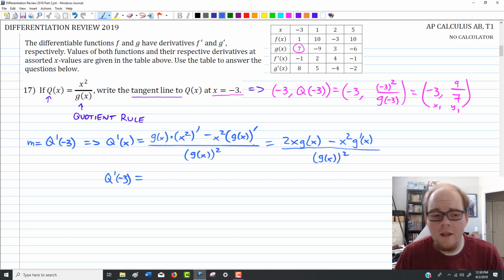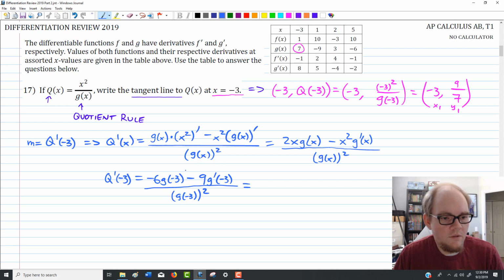So first and foremost, if we plug in negative 3, we're going to get negative 6 g of negative 3 minus 9 g prime of negative 3, which again we can find those values, all over g of negative 3 squared. So as far as ingredients, we have g of negative 3. We already had that right here. G of negative 3 is 7. So that's going to be negative 6 times 7 is negative 42. Next we have minus 9 times g prime of negative 3, which is 8. So that's going to mean that we're subtracting 9 times 8, which is 72.